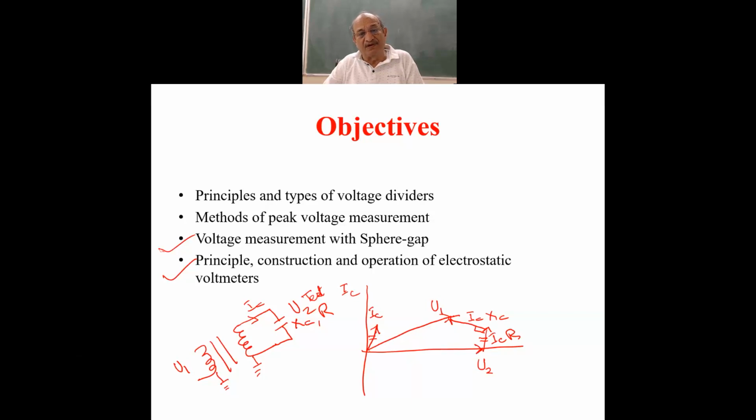Secondly, because of all this process, sometimes dust deposition, sometimes the atmospheric conditions changing, the inaccuracy of this type of measurement was 3%. 3% inaccuracy is very, very large. So we'll talk about voltage measurement by sphere gap a little later.